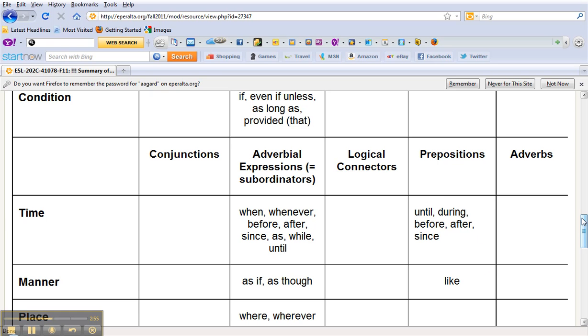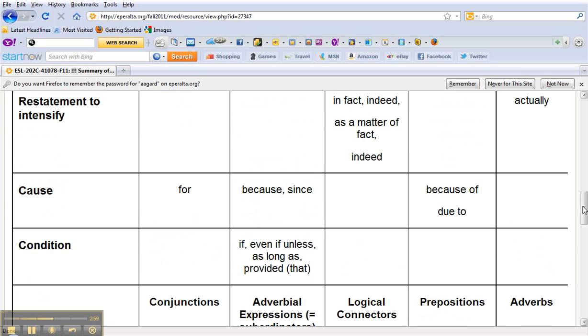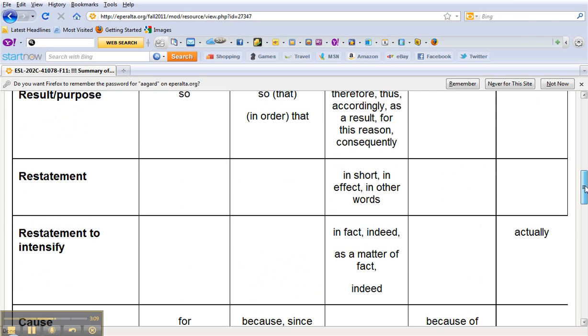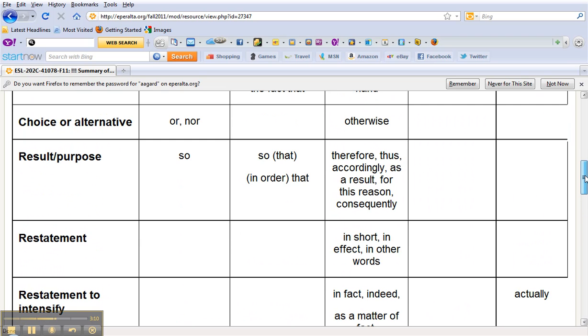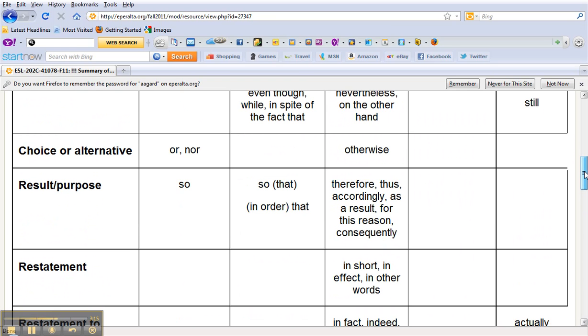Another thing to notice is you sometimes have things that look similar but they're different. Because is an adverbial expression. Because of is a preposition. What else do you really need to notice here? Take a lot of time and study this, and perhaps just practice writing some sentences.